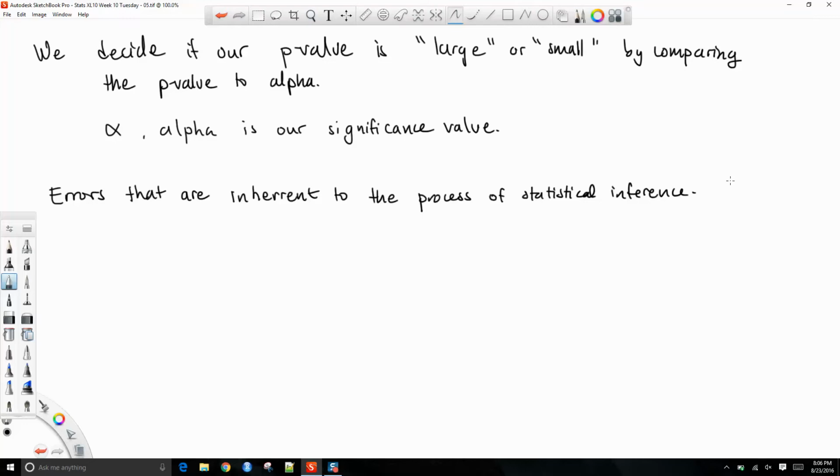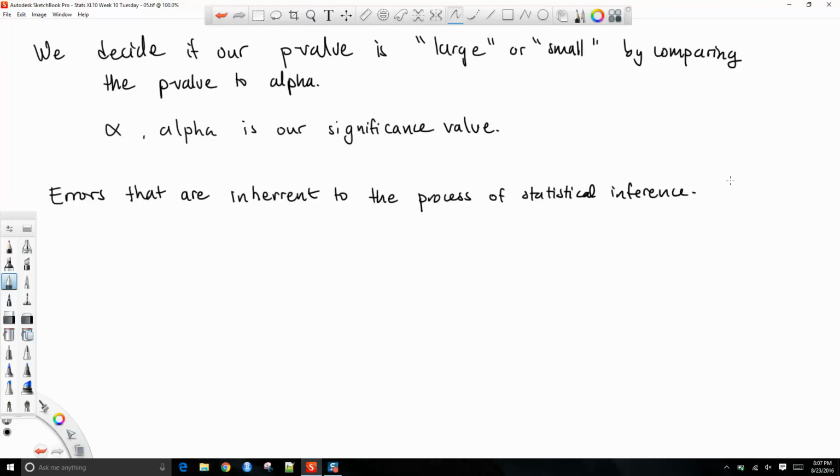These are errors that we make not because we did anything wrong in our calculation, but errors that we could make simply because we're making a decision. We're deciding to reject or not reject the null based on incomplete data. The whole point of statistical inference is that we want to make conclusions about the population based on just a sample. Anytime you don't have all of the information, it's possible that you make the wrong conclusion. And that's just true throughout all of life.